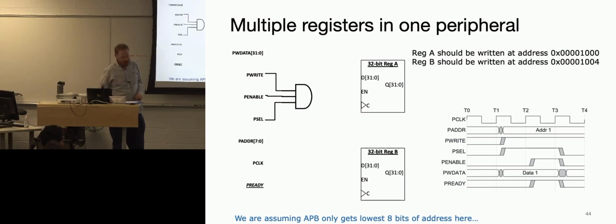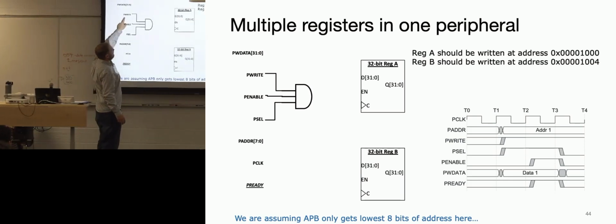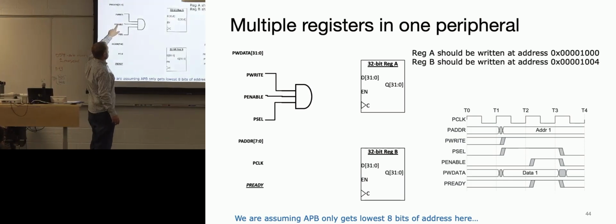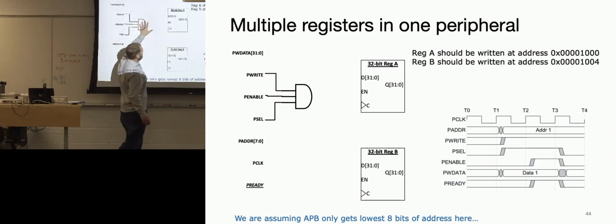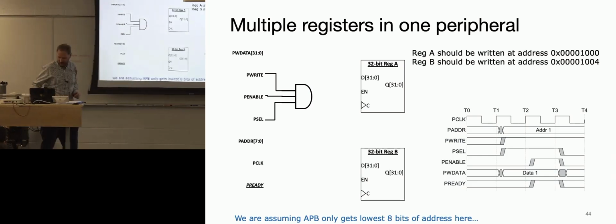Okay? And so how would we do this? Well, you'd have to be writing, so write is going to be high. The whole thing has to be enabled, and P select has to go high. Okay, those things have to be true for any action to occur.